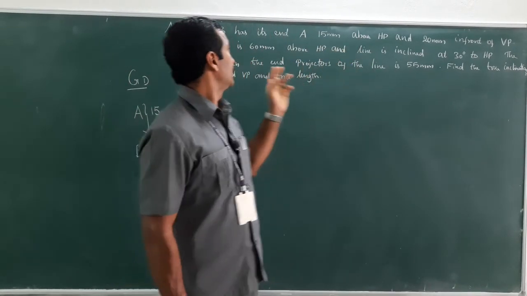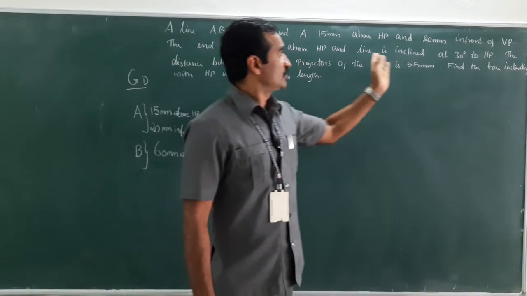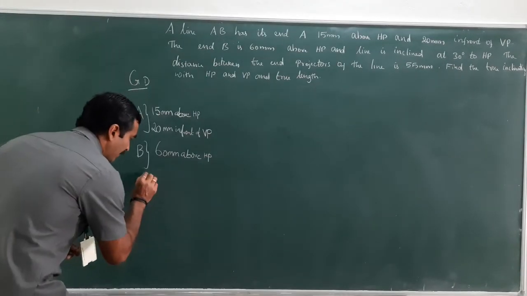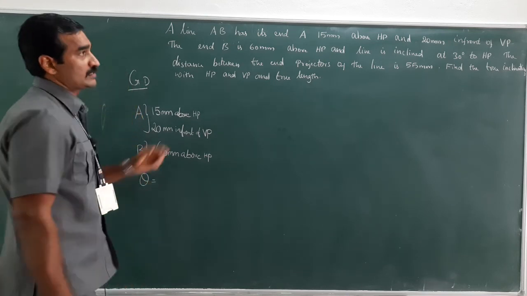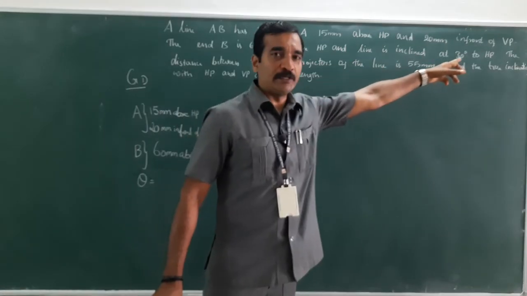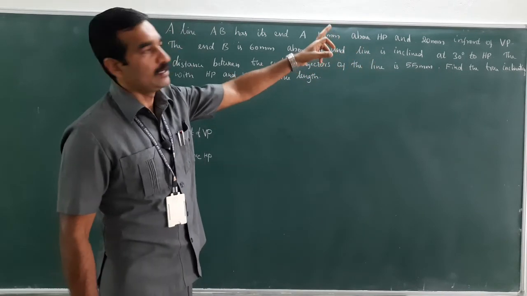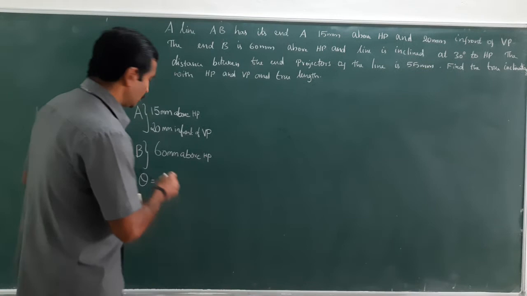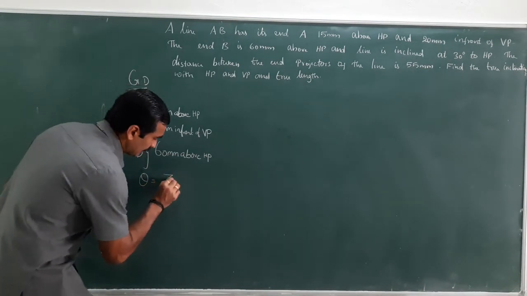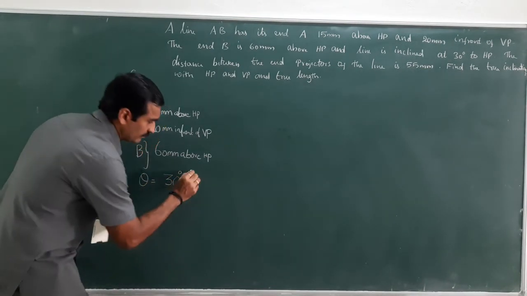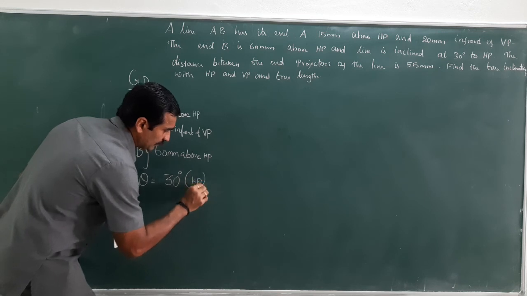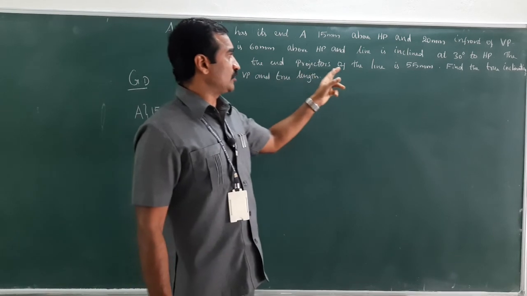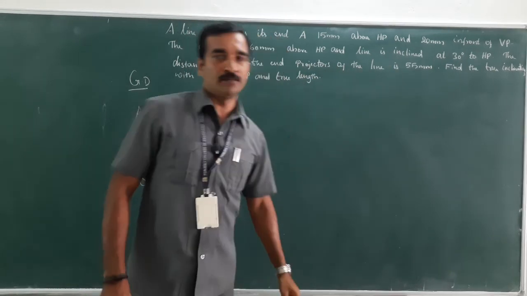What is inclined? That line which is inclined 30 degree to HP, that is theta, because the line is inclined to HP, which represents theta. If it is inclined to VP, then it could be phi, right. So, theta is equal to 30 degree to HP.